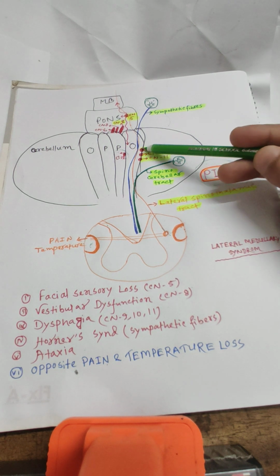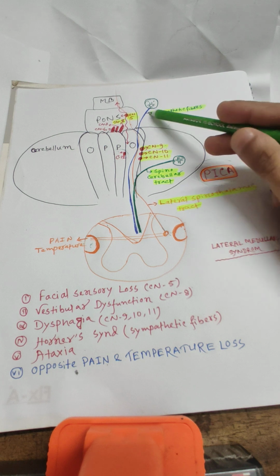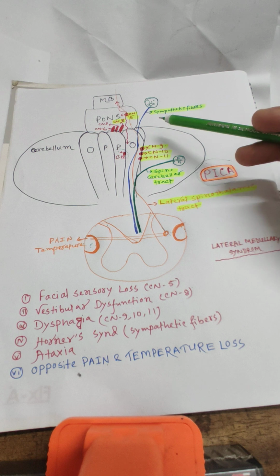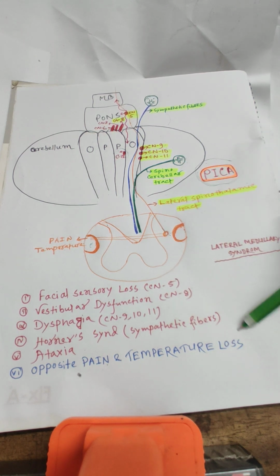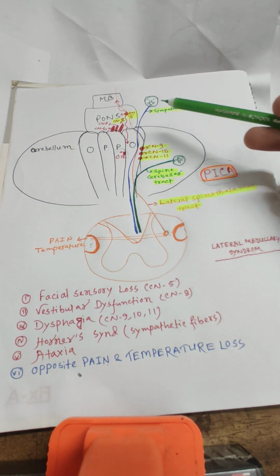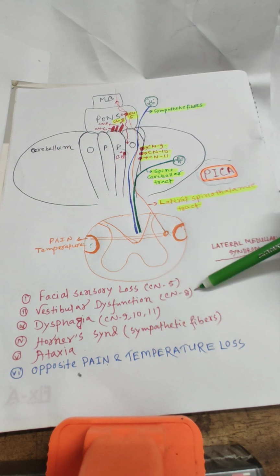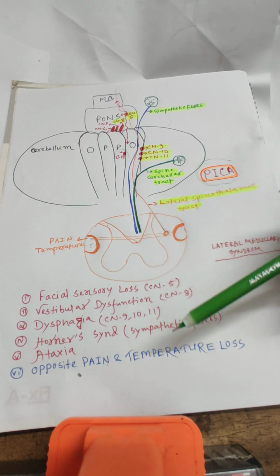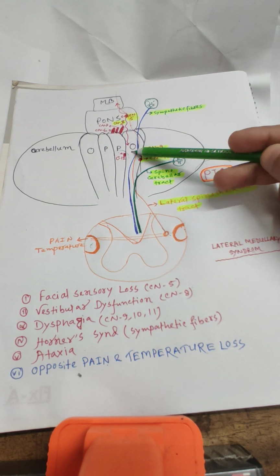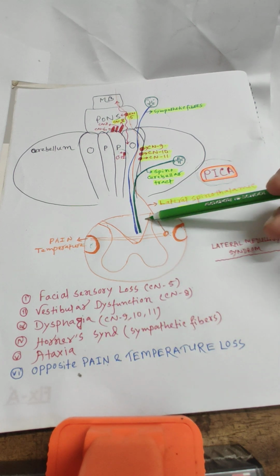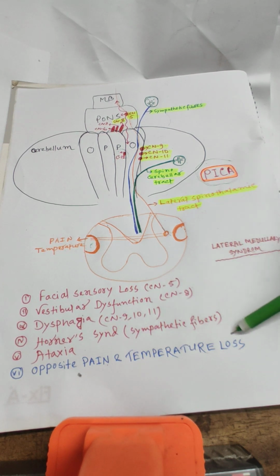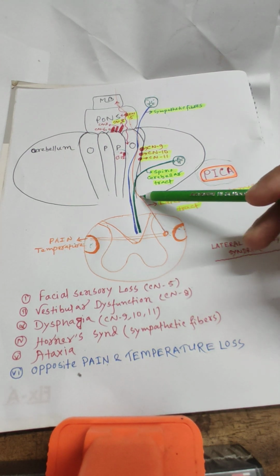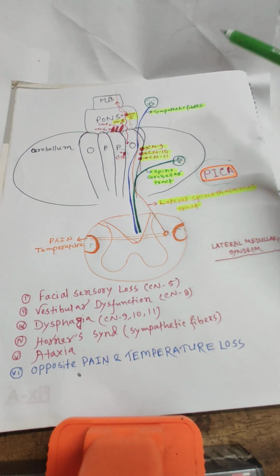So if we can appreciate the structures which are involved in lateral medullary syndrome, we can easily answer the questions regarding the findings of lateral medullary syndrome. Again, facial sensory loss for cranial nerve 5, vestibular dysfunction for cranial nerve 8, dysphagia for cranial nerve 9, 10, 11, Horner's syndrome for sympathetic fibers, ataxia for the spinocerebellar tract, opposite pain and temperature loss for the lateral spinothalamic tract, which were going to the contralateral side and then ascending upwards.